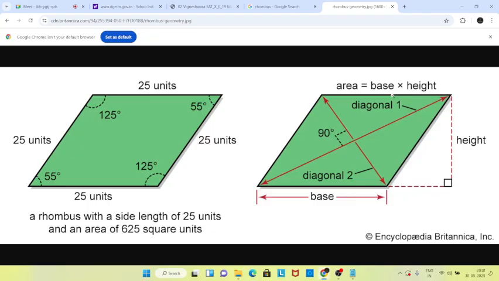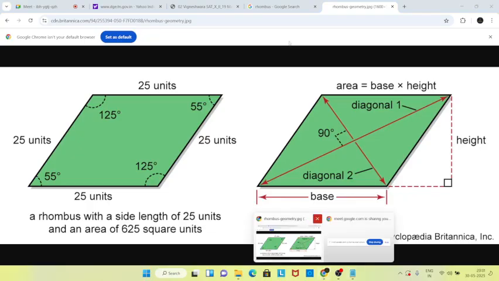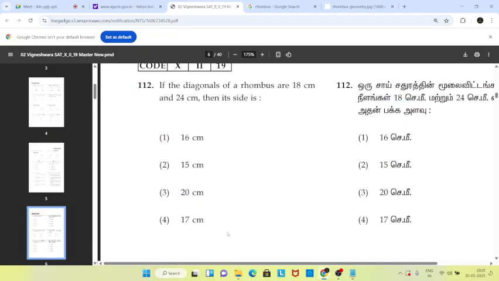The square of the height. 5 centimeter? No, this is 9. This is 12. 5 is wrong. How will we get 5? It is 15 centimeter. Why are you saying 5? The answer 5 is not given. So it is 15 centimeter.